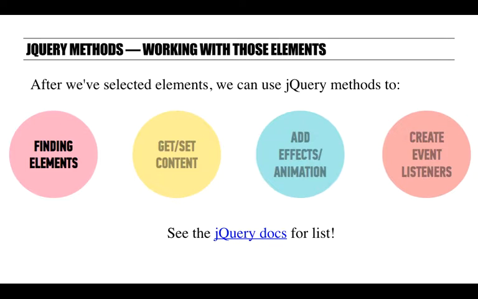So with jQuery methods, you can essentially do 4 big things. So first, we can use it to find elements on our web page. And what's the term for that? Do you guys remember?